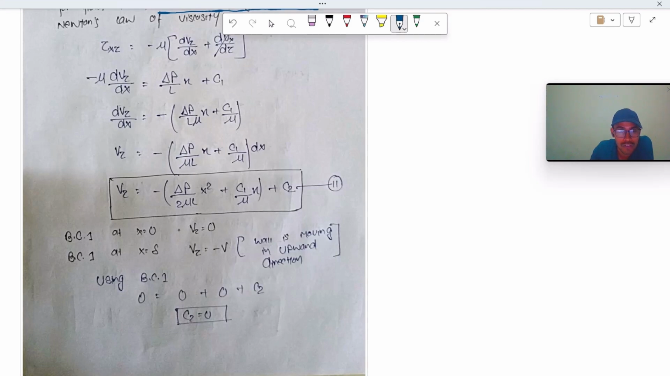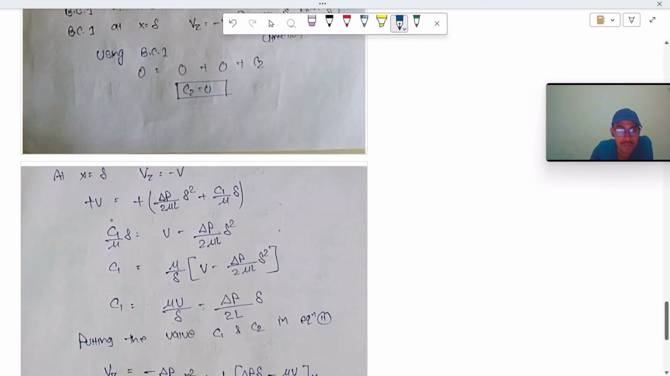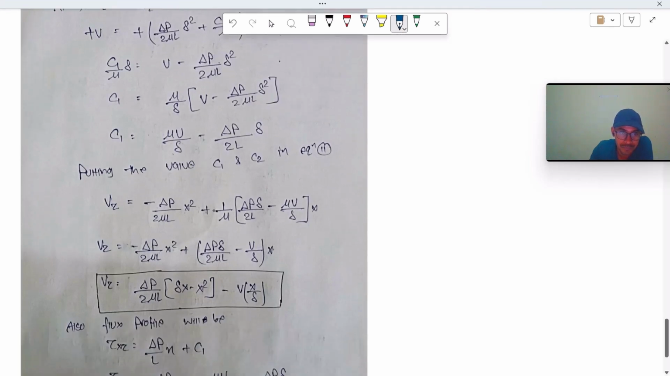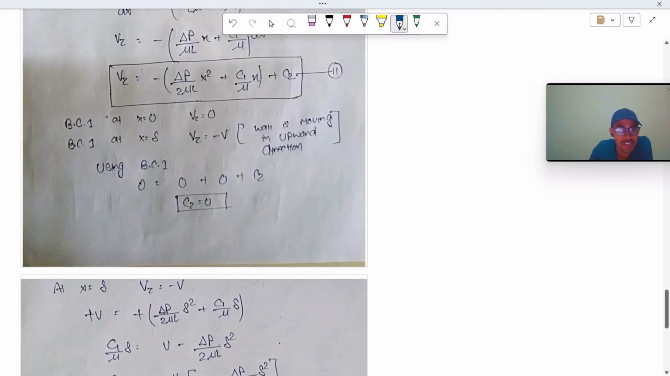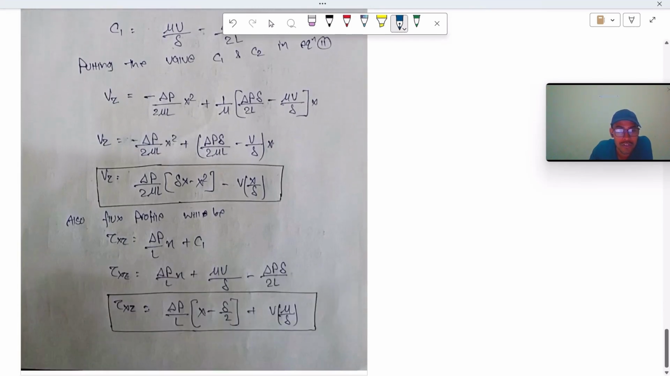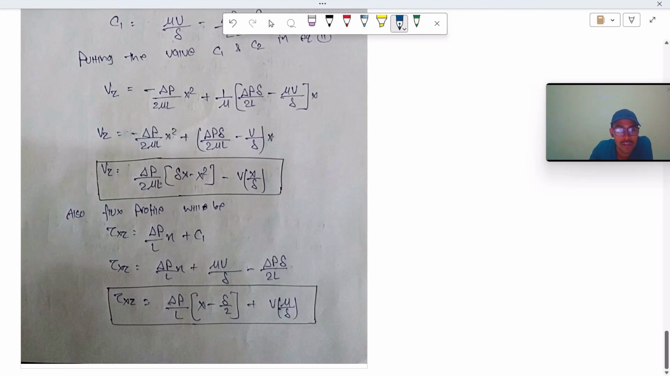By putting boundary condition 1, we get C2 is equal to 0. And by putting boundary condition 2, we get C1 is equal to mu V upon delta minus delta P upon 2L into delta. So by putting the values of C1 and C2 in the above velocity expression, we get Vz is equal to delta P upon 2 mu L bracket open delta x minus x square bracket close, minus V into x upon delta. So this is our velocity profile.